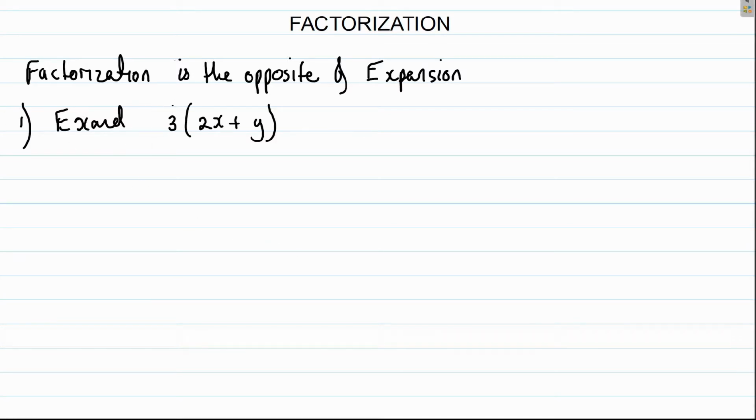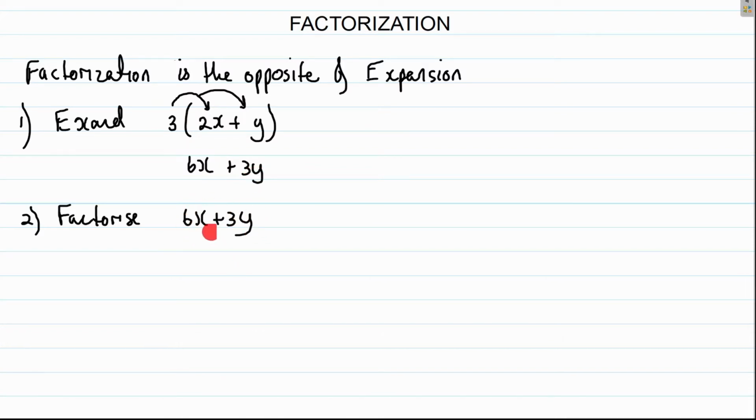So I'll multiply 3 by 2x and I will get 6x. Then I'll multiply 3 by the y and get 3y. So that's expansion. Now I'm going to take the answer that I got, which is the 6x plus 3y, and I'm going to factorize it. And when I factorize it, I'm supposed to get back this expression.